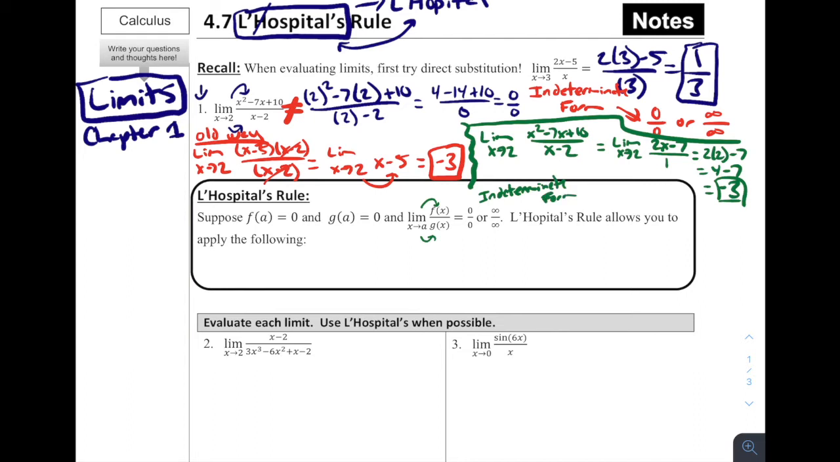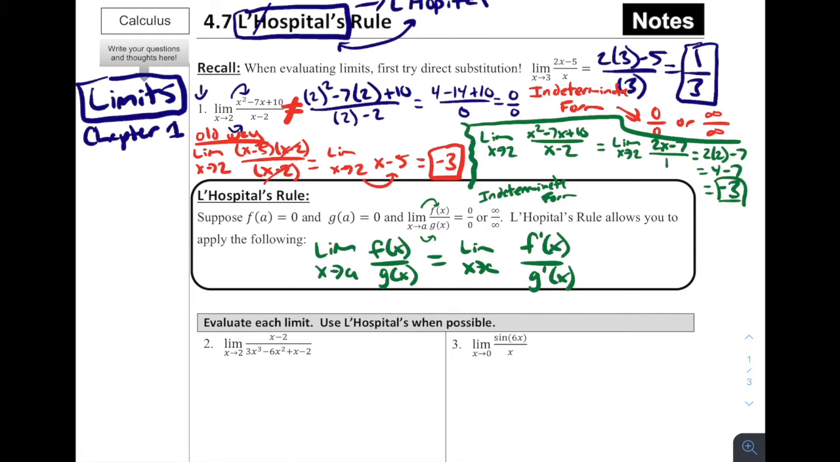So if we have something that gives us indeterminate form, L'Hopital's rule allows you to apply the following. Simply, if your original function was the limit as x approaches a of f of x divided by g of x, that's going to be equal to the limit as x approaches a of f prime of x divided by g prime of x. Again, the reason why we're learning this rule now is back in chapter 1, we didn't know how to do derivatives, but we have this really cool thing that we can do now that we know how to do derivatives, which will make some limit problems a little bit easier for us, which is really nice.